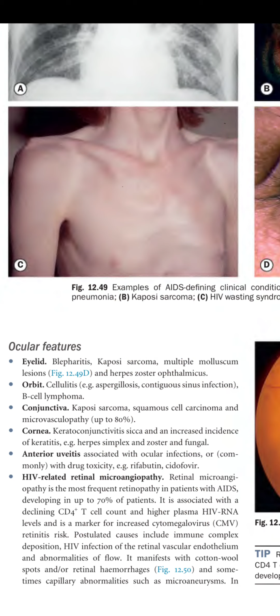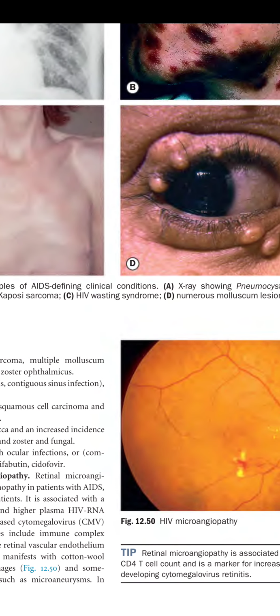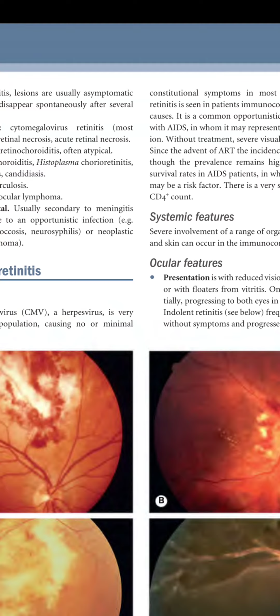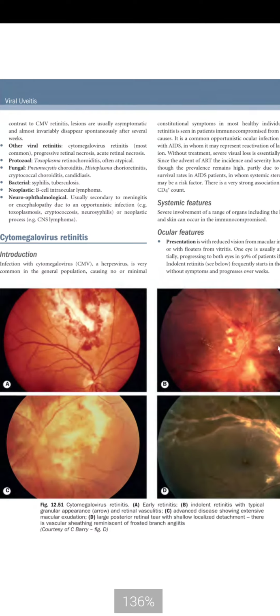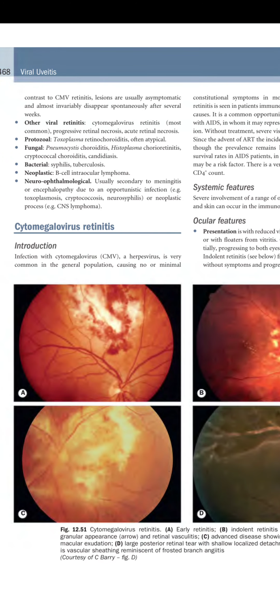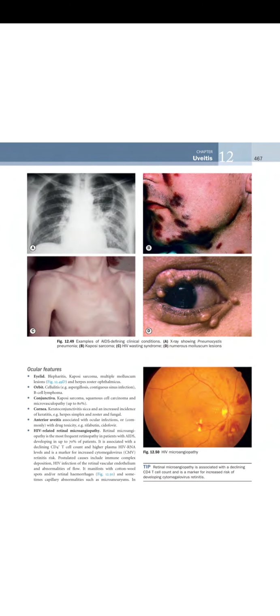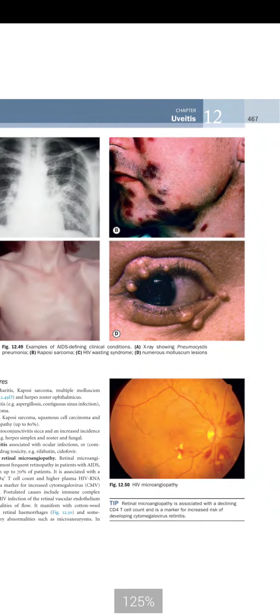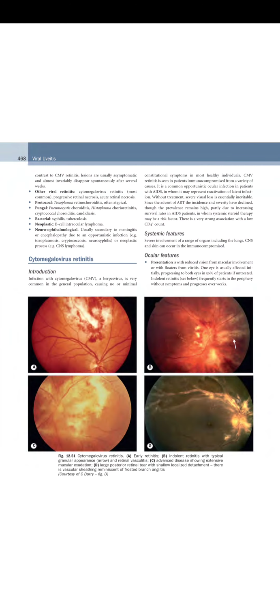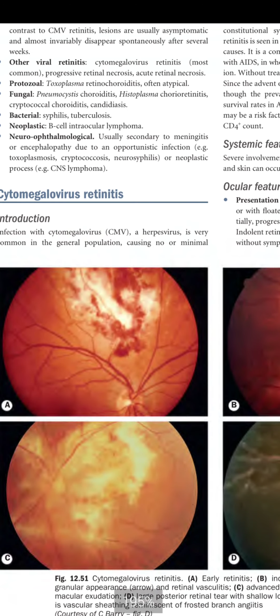It manifests with cotton wool spots and or retinal hemorrhage, and sometimes capillary abnormalities such as microaneurysm. In contrast to CMV retinitis, lesions are usually asymptomatic and almost invariably disappear spontaneously after several weeks. So you can see it is an HIV microangiopathy, retinal angiopathy. Microangiopathy is associated with declining CD4 positive T cell count and is a marker for increased risk of developing cytomegalovirus retinitis. Next is the other viral retinitis, CMV retinitis.